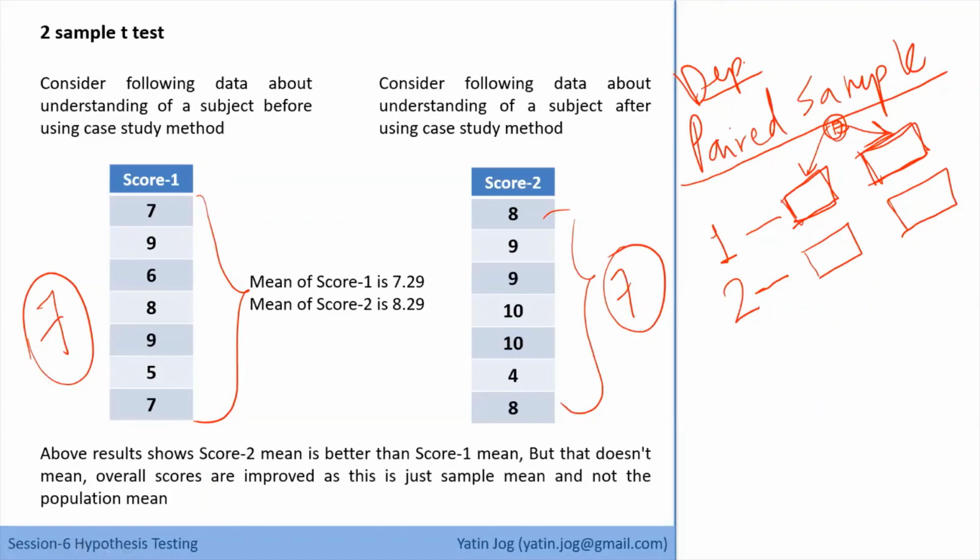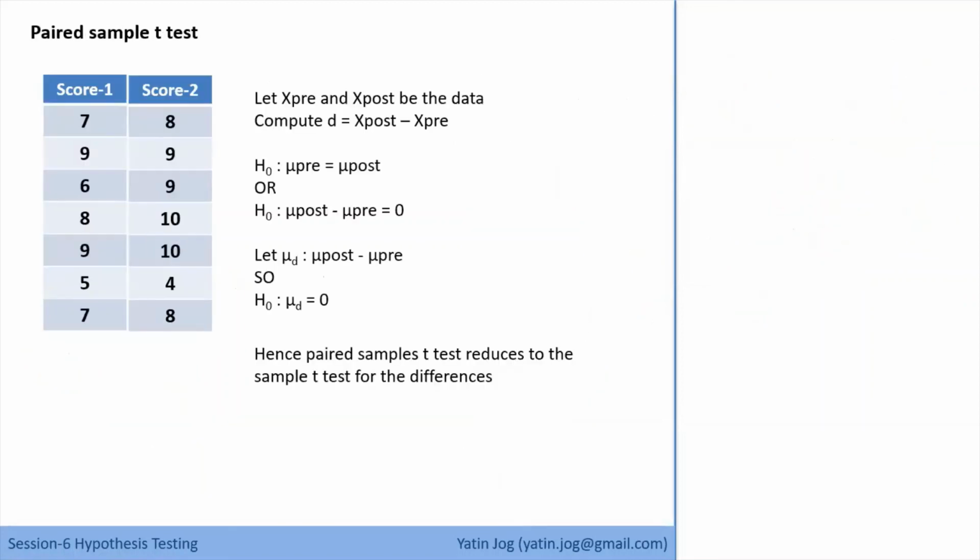So the above result shows the score 2 mean is better than score 1, but that doesn't mean overall scores are improved, as this is just the sample mean and not the population mean. So is it significant enough in terms of population? That we need to check. I'll just show you how we create the formula for the two sample t statistics.